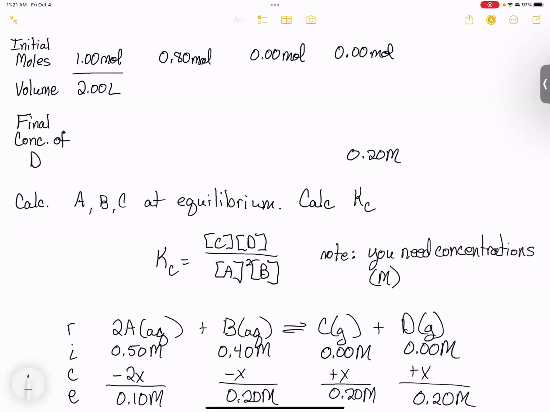Yes. Can you go one more time on your initial concentration, how we got those 0.50 and 0.40 for A and B? Because what is the most common unit of concentration we use? Molarity, which is moles per liter. So I took the moles that were given and divided by the liters. And that was it. Other questions?